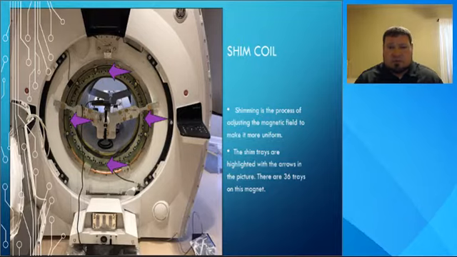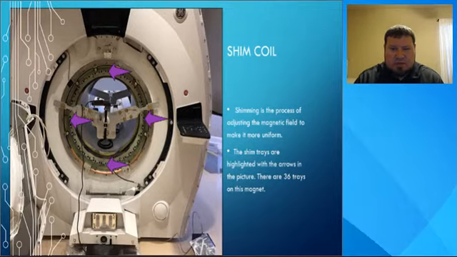That means when nothing's in it, we want a nice, clean magnetic field going in and out of the bore. We don't want it to be weak in one area and strong in the other. This keeps it at a steady flow in and out of the magnet.